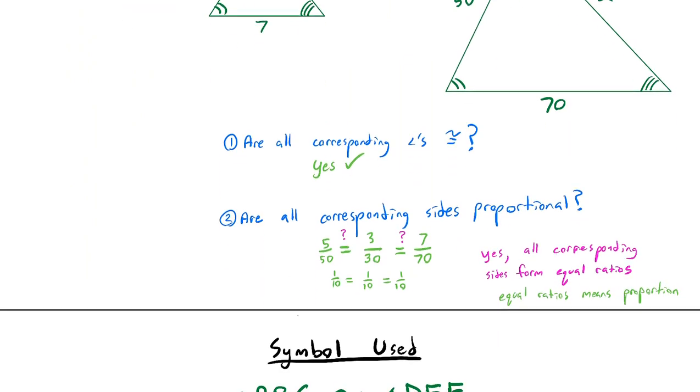Okay, and so notice I did 5/50 equals question mark, like are they equal, 3/30, and is that equal to 7/70? Then what we do is simplify each ratio, or just plug it into a calculator. We would get 0.1, 0.1, and 0.1. Yes! All those ratios are the same. That means the sides are proportional. So all the angles are the same and the sides are proportional, the shapes are similar.